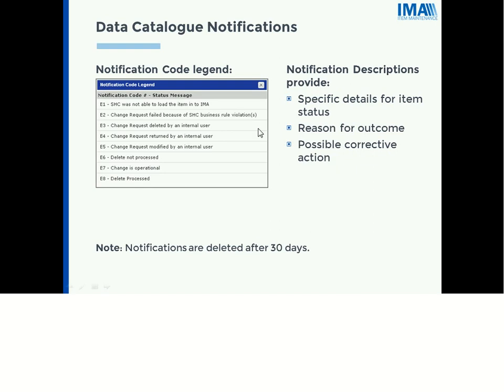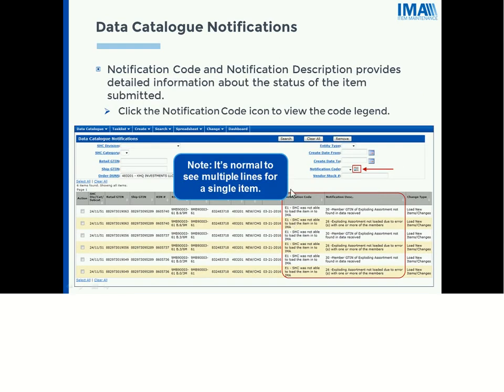Notification descriptions provide specific details for item status, the reason for the outcome, and the possible corrective action. So again, those are located right here. You have your notification code on the left, and then your notification description on the right.